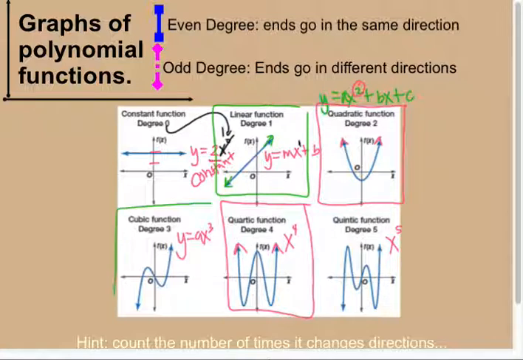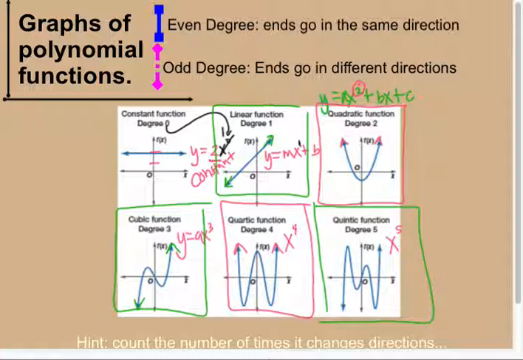Look at my cubic function. 1 is going up, 1 is going down. Same thing with my quintic, or my 5th degree. 1 is going up, 1 is going down.